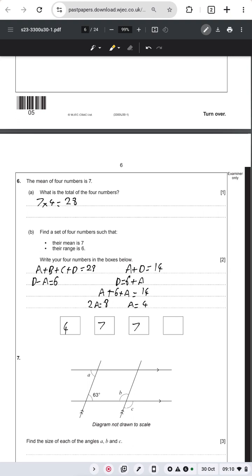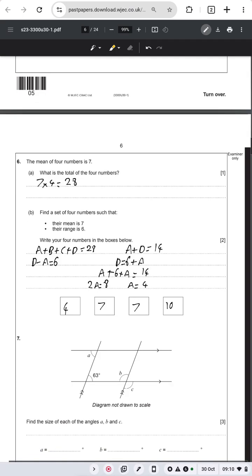And now we just need a number which is 10 bigger than this, which is 6 bigger than this, which is 10. And if we add all these numbers up, we got 4 and 7 is 11, plus 7 is 18, plus 10 is 28, which is what our mean, when times by the number of numbers there are, equals.